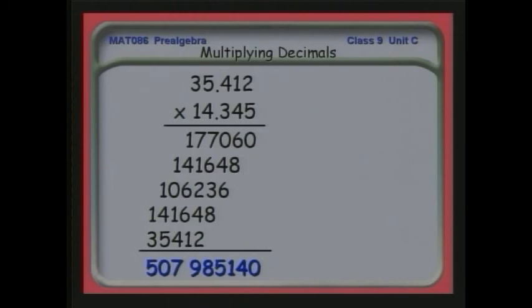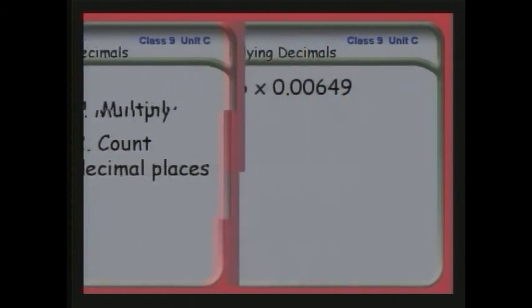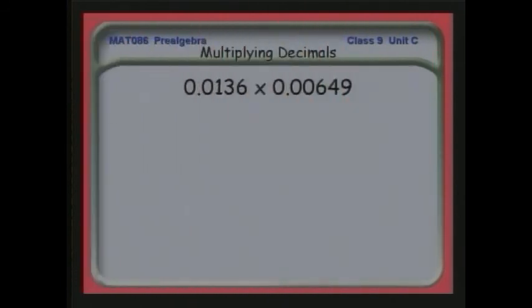Now I multiply that, and I see that in the factors there is a total of 6 decimal places. So I count over 6 places from the right, and my final result is 507.985140. That's all there is to decimal multiplication. You multiply as if it were a whole number, then you count the number of decimal places. Let's look at another example. Let's look at a really interesting little example.